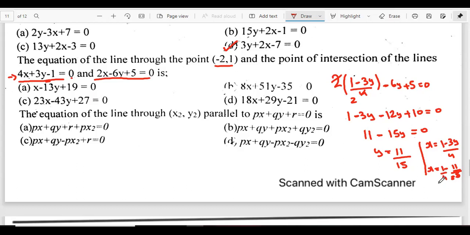And once we get both the coordinates of this point of intersection, for this point we will just find the value of m and plug it into the equation of a straight line. So that is going to be 8x plus 51y minus 35. You can check that on your own. When I was doing my calculation, that was B, okay? So you can just check that. There should be some homework for you guys as well.